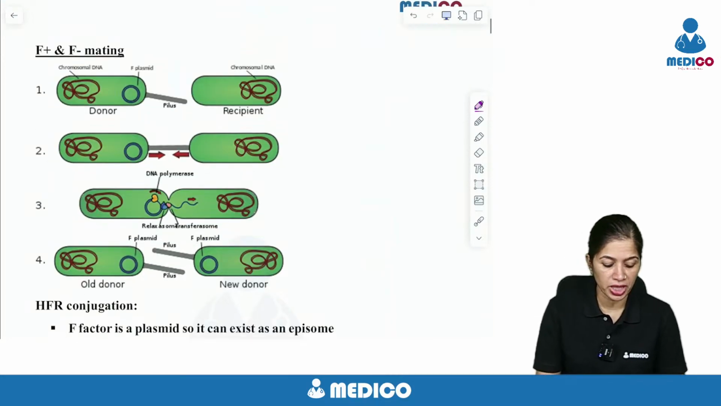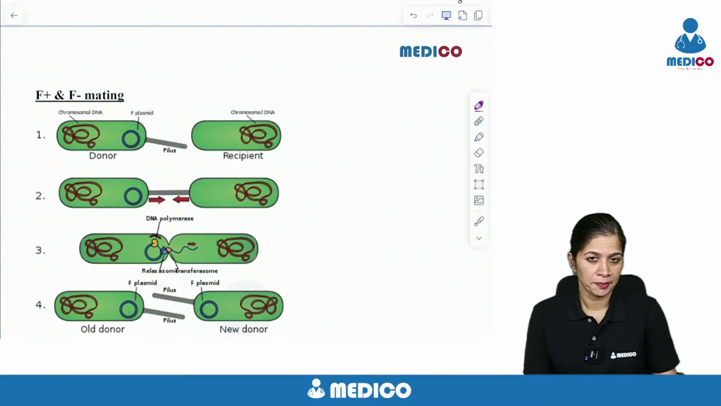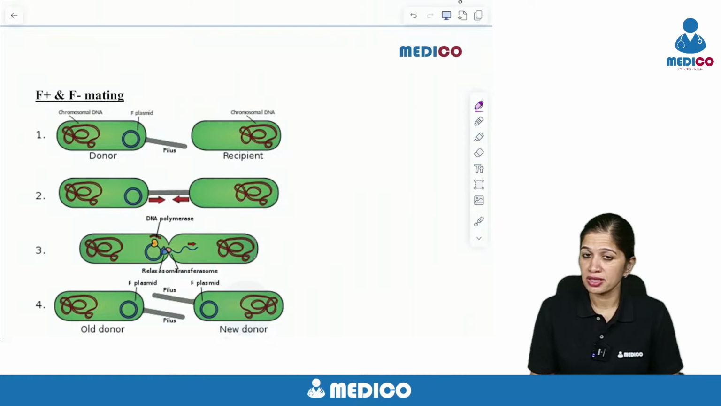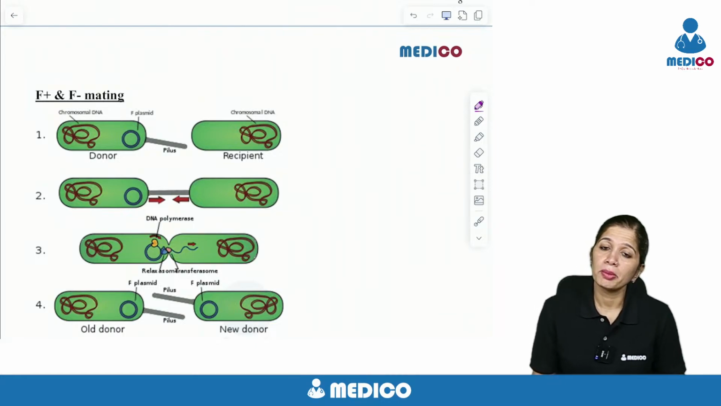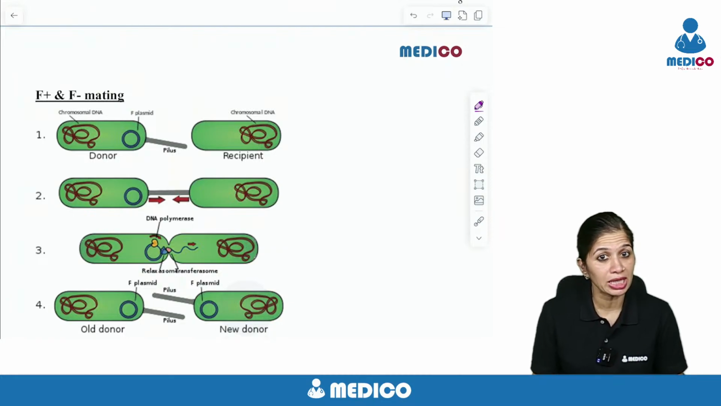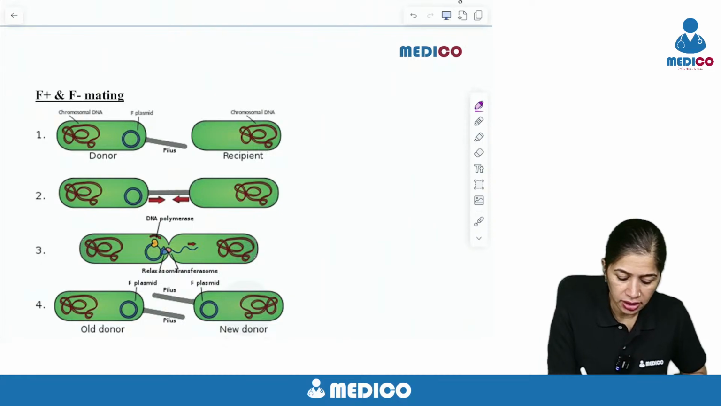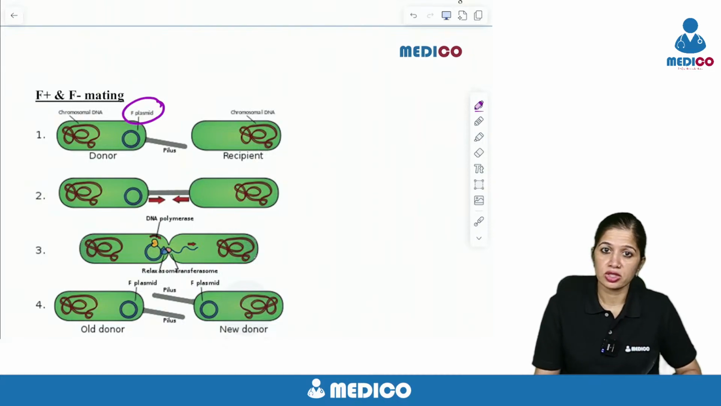So what is F plus and F minus mating? This is very simple. You have got a donor and a recipient. The donor is the male and the recipient is the female. And how does one become male or female? The one which has the F plasmid that codes for the sex pilus is the male, and the one that does not have it is the female. So here there is the F plasmid, okay, that is coding for the pilus.